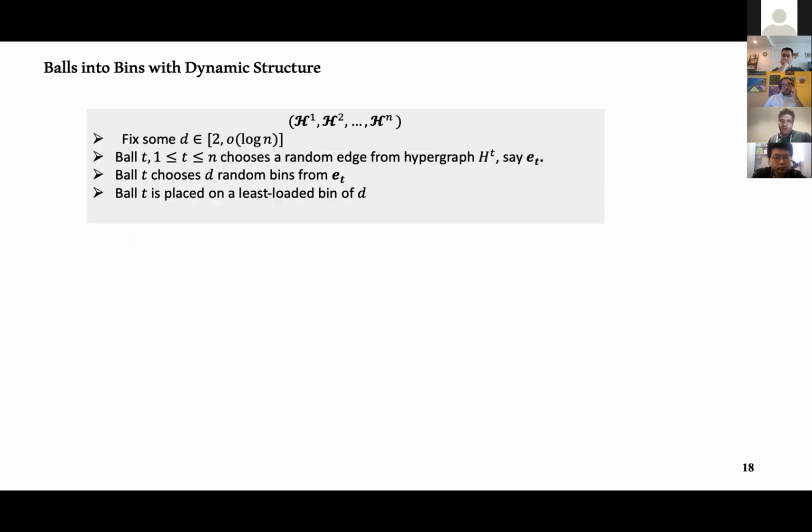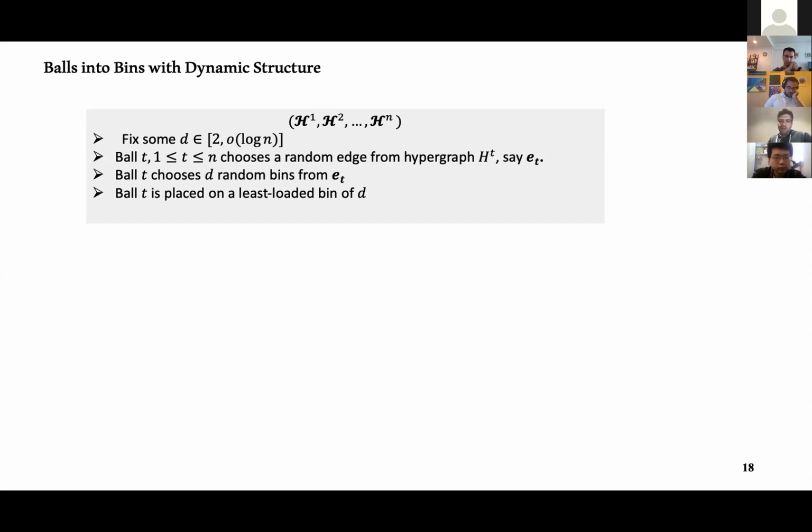So let us review our model. We are given a dynamic hypergraph from H1 to Hn, arriving over time, and then we fix some D, which can be between 2 and log n. Then at time t, a ball arrives and picks a random edge from the Ht exposed to the system at time t, and then picks D bins from the random edge chosen. Then the ball is allocated to one of them with minimum load.